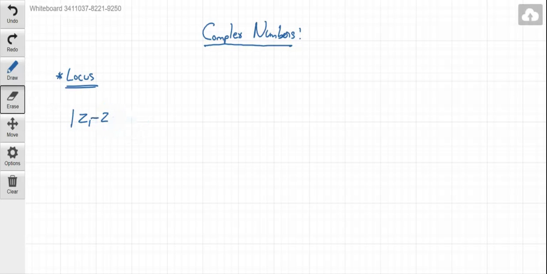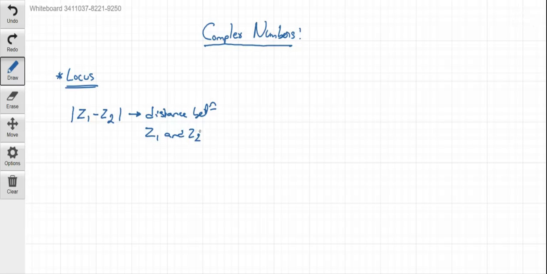This time, we talk about a similar concept, again involving locus and modulus, except this time we'll be talking about a slightly different situation. So remember what we meant by the modulus of z1 minus z2. Simply put, it represents the distance between the two complex numbers z1 and z2. Or, in other words, z1 minus z2 is the length connecting these two complex numbers.